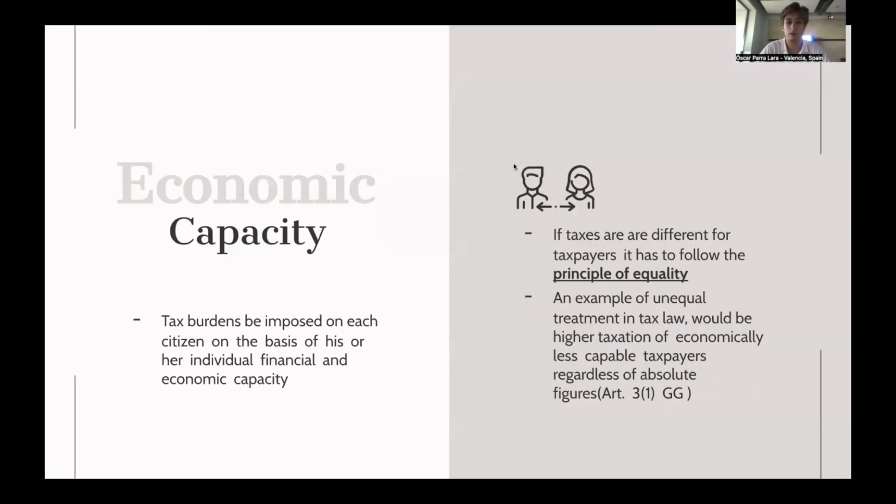Although Vio just explained what economic capacity is, I'm just going to give you a quick example so you remember it as I go through my presentation. Basically, it's just that those that have a higher capacity to pay shall carry a higher tax burden compared to those that have a lower capacity to pay and thus should have a lower tax burden. A breach would be the complete opposite, for example.